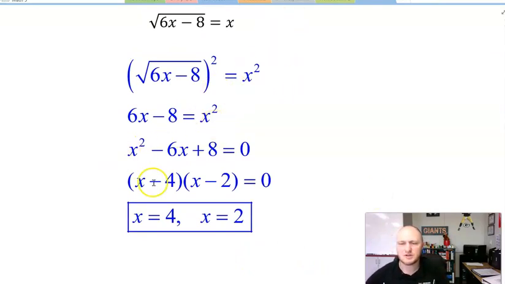Square both sides. x squared is equal to x squared minus 6x plus 8 equals 0. Factor, and then you get your two solutions, 4 and 2.